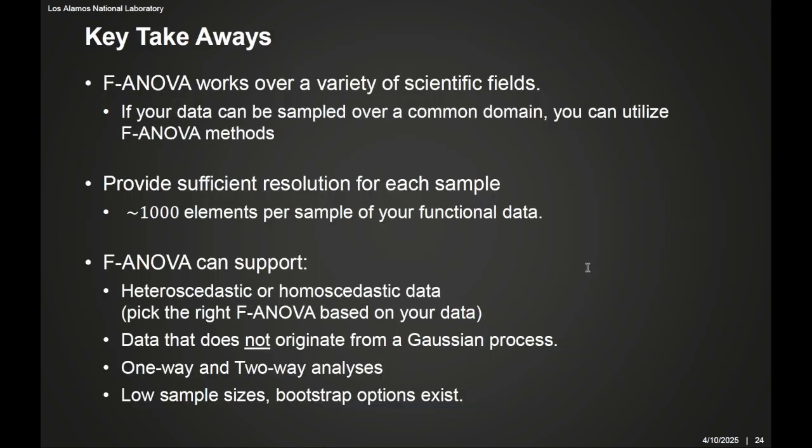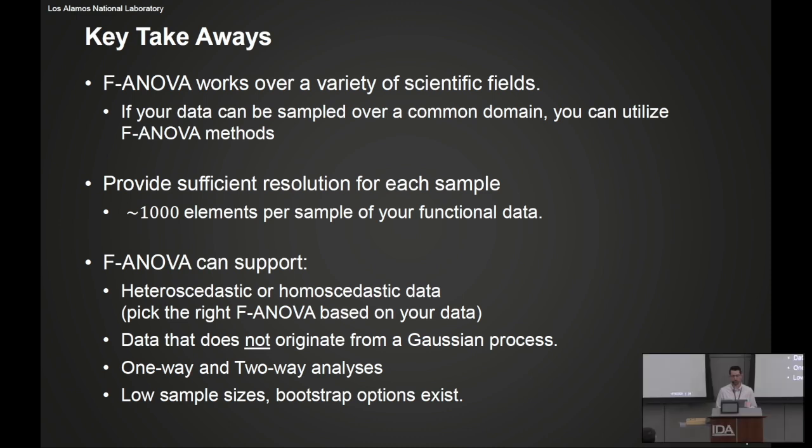So, key takeaways. F-ANOVA works over a variety of scientific fields. If your data can be sampled over a common domain, you can utilize F-ANOVA methods. Provide sufficient resolution for each sample; roughly 1,000 elements per sample is a good takeaway if you want to do no signal processing on your data. But even still, if you use less than that, you may want to increment upwards. Start with 500, check the p-values, go up to 800, 900, to make sure that you actually hit convergence of the test statistic.